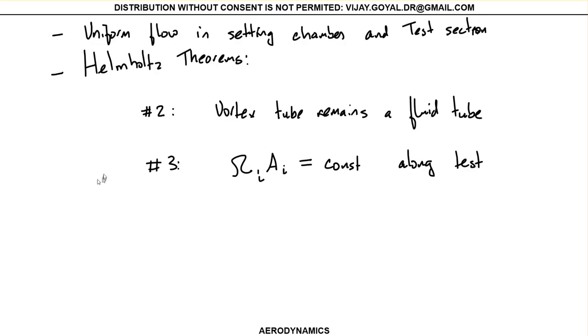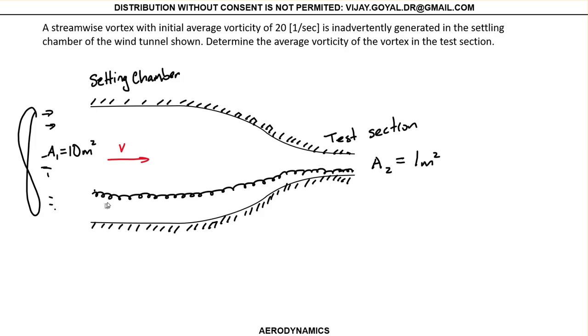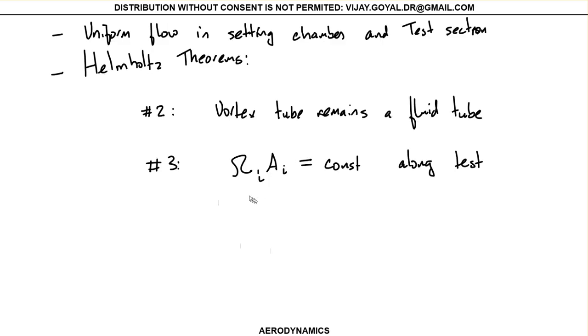Second thing that we're going to assume is that two theorems specifically are going to apply. The first one says the vortex tube is going to remain a fluid tube. So here, this is going to be my vortex tube. Since it moves across these lines, it's going to remain a fluid tube. And the third one says that my vorticity omega times the area, at any location of my wind tunnel, will remain constant.